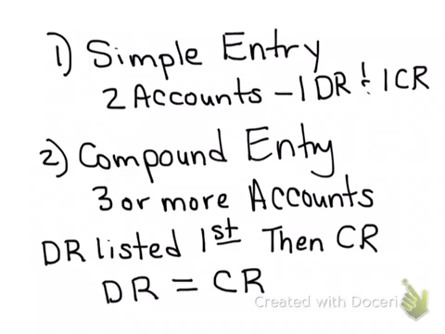Now with those 3 or more accounts, we could have 2 debits, 1 credit. We could have 1 debit, 2 credits. We could have 2 debits, 2 credits. It really is limitless. The only thing that we have to realize is that the total in the amount column for our debit has to equal the total in our credit column for that total entry. And so that is what we are going to be looking at in this chapter, all of these items.